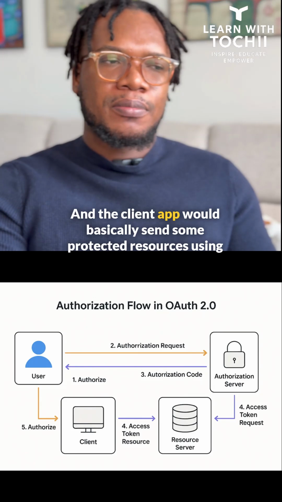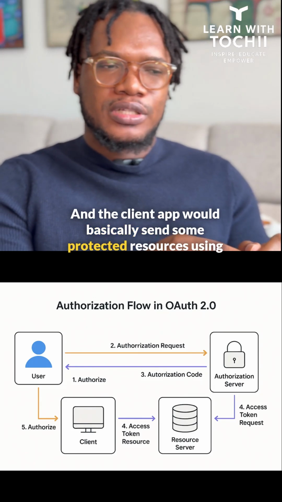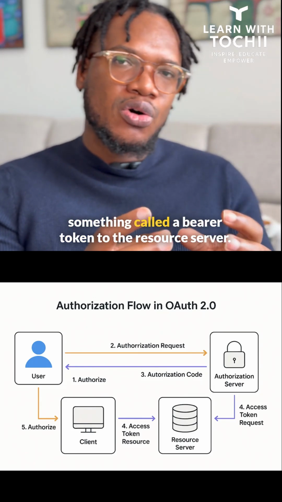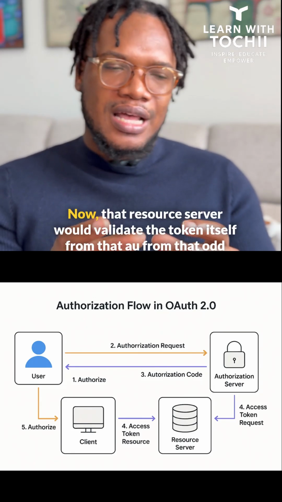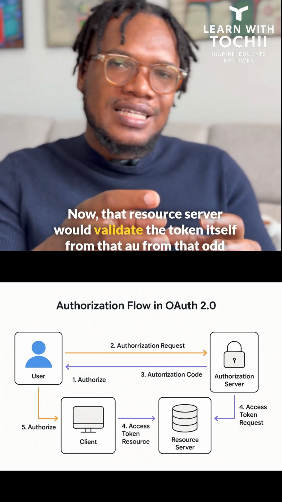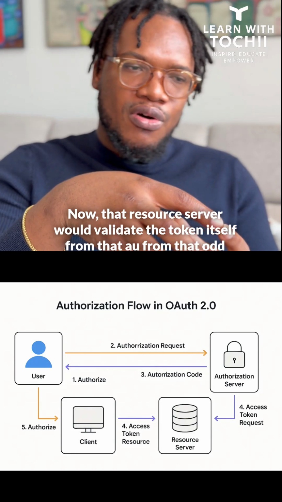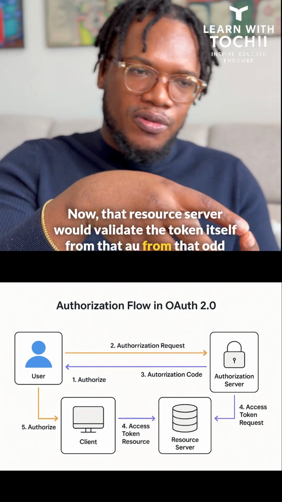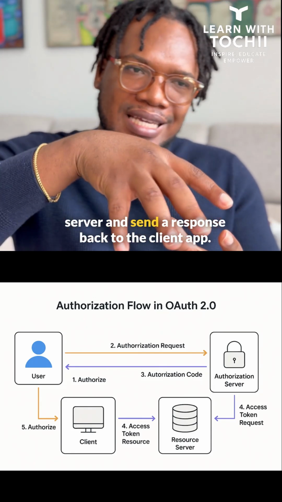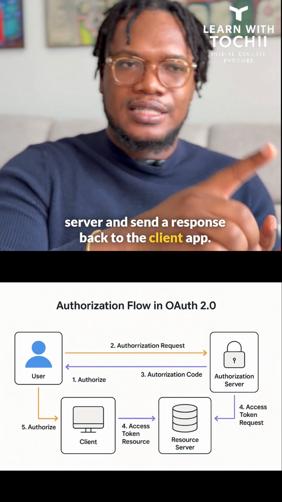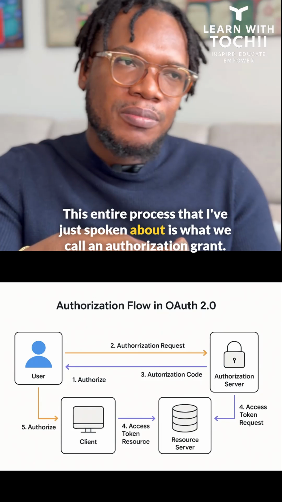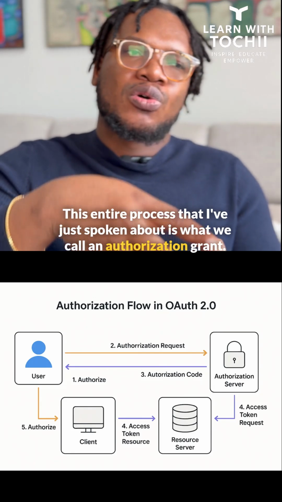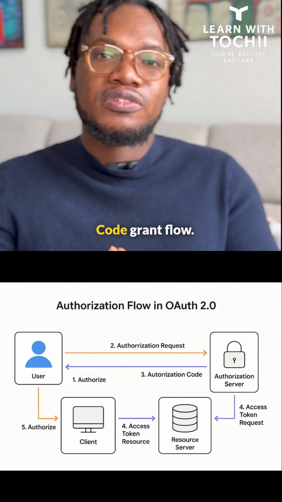And the client app would then send a request for protected resources, using something called a bearer token, to the resource server. Now, that resource server would validate the token with the auth server and send a response back to the client app. This entire process that I've just spoken about is what we call an authorization code grant flow.